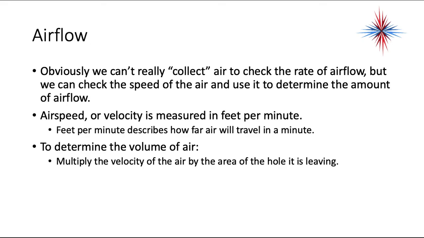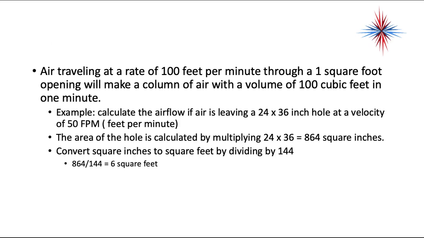Airflow is a little different. We cannot collect air to check for the rate of airflow, but we can check the speed of the air and use it to determine the amount of airflow. Airspeed or velocity is measured in feet per minute. Feet per minute describes how far air will travel in a 1 minute period. To determine the volume of air, multiply the velocity of air by the area of the hole it's leaving. For example, air traveling at a rate of 100 feet per minute through a 1 square foot opening will make a column of air with a volume of 100 cubic feet in 1 minute.